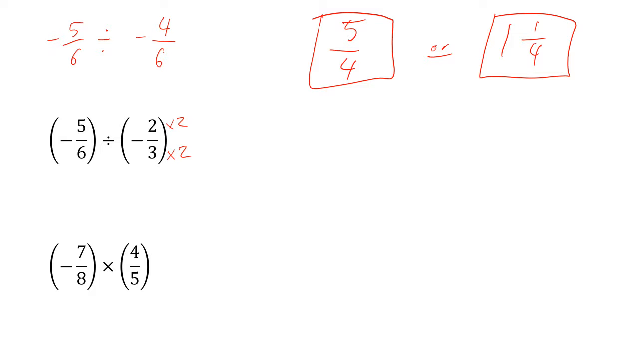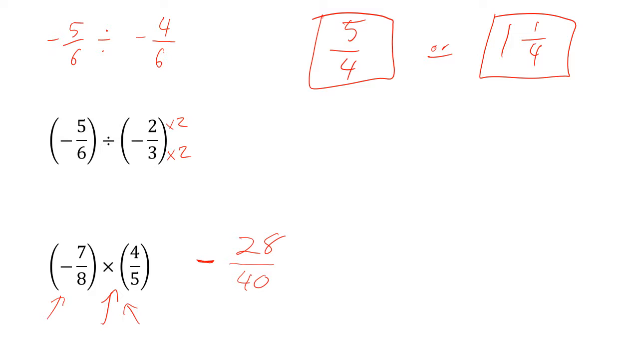Okay. Now this is a lot different than our multiply. So our review from last time is multiplying these numbers right here. And what you do when you multiply is you just multiply the tops and then you multiply the bottoms. So this is from last time. 7 times 4 is 28. 8 times 5 is 40. A negative times a positive is a negative, so we're going to keep that negative right there. Okay. So it's negative 28 over 40.